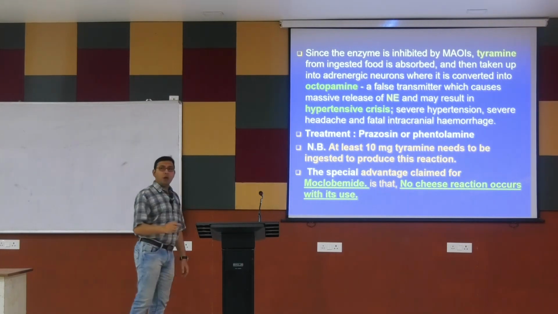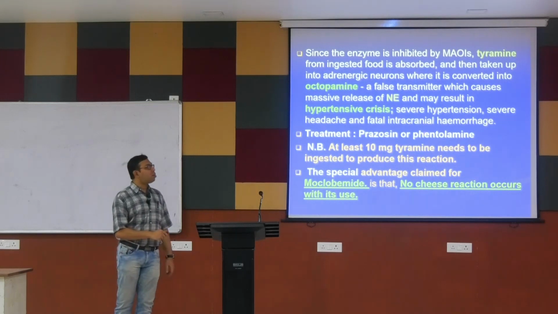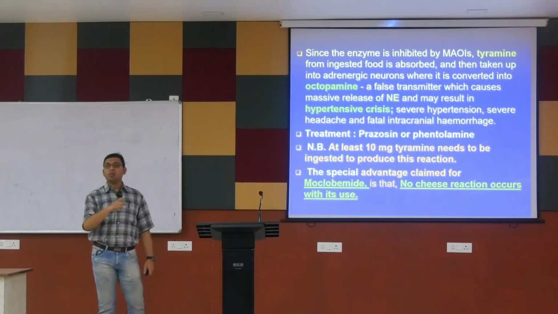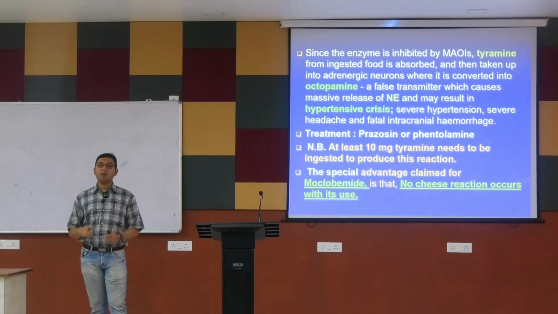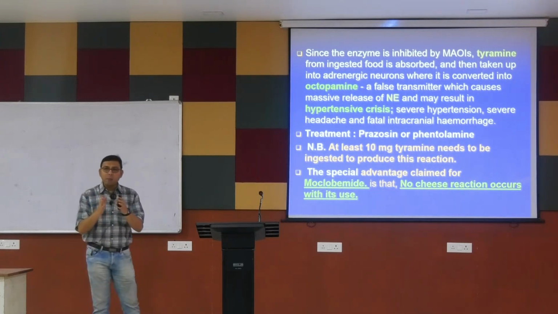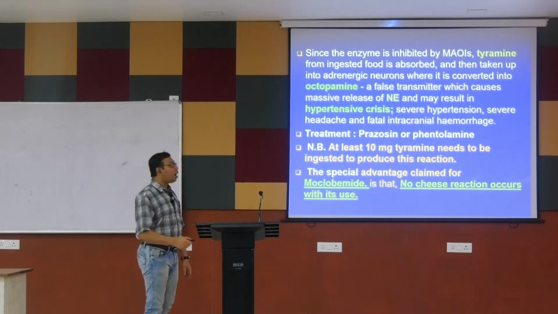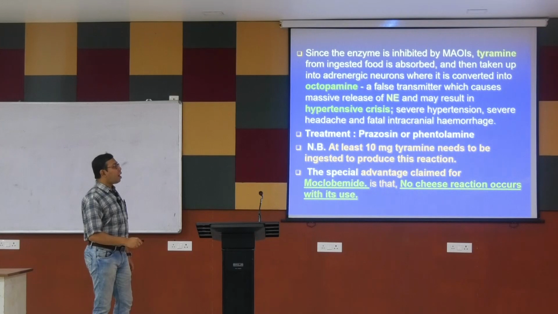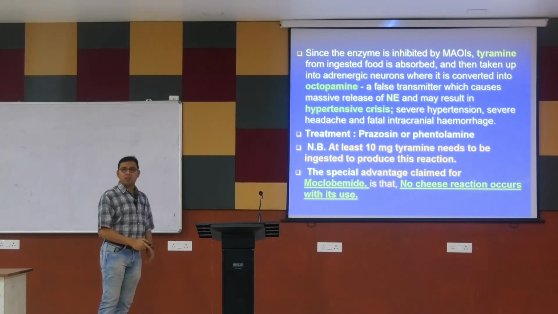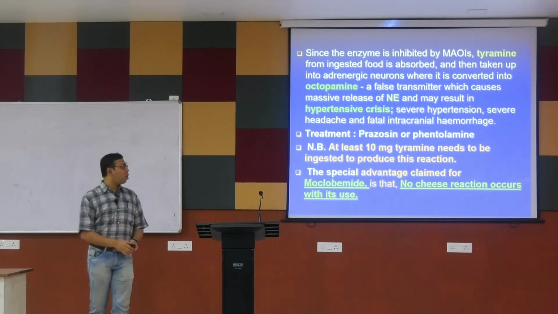So for treatment, we have to treat this cheese reaction with prazosin or phentolamine. These are alpha blocker drugs. Already you have read about alpha blockers in the ANS chapter. So the treatment of the cheese reaction is an alpha blocker, prazosin or phentolamine. At least 10 milligrams of tyramine needs to be ingested to produce this reaction, so a very small amount will not cause this.